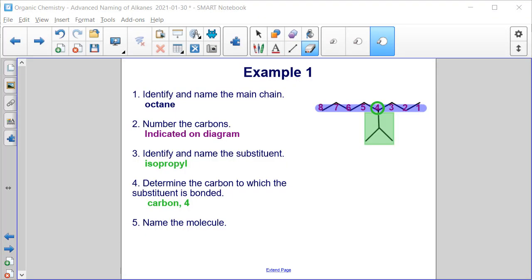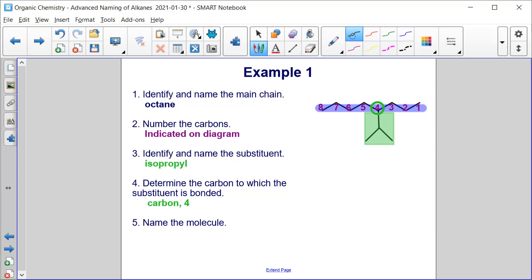Once we've determined our parent chain, our substituent groups, and the carbons that they're bonded to, we just have to name the molecule. And we've done all the work. So now we say we have one substituent group on carbon 4. So it's 4-isopropyl octane. 4-isopropyl octane.